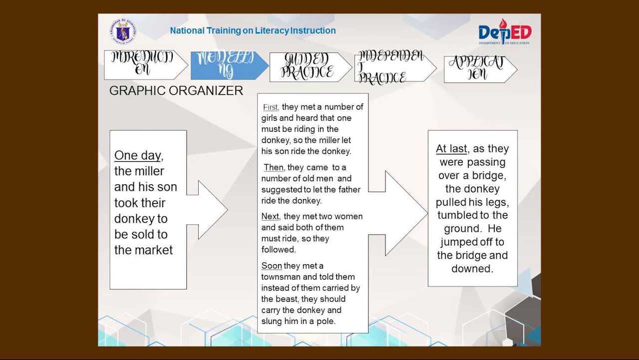Soon, they met a townsman and told them instead of them carried by the beasts, they should carry the donkey and slung him in a pole. And at the end, at last, as they were passing over a bridge, the donkey pulled his legs, tumbled to the ground. He jumped off to the bridge and drowned."